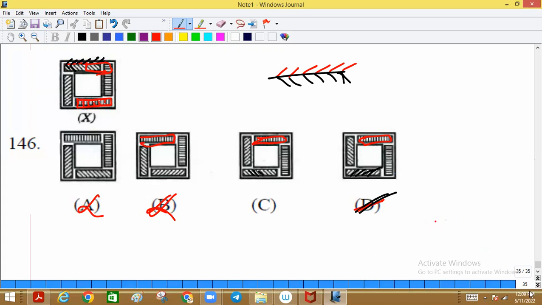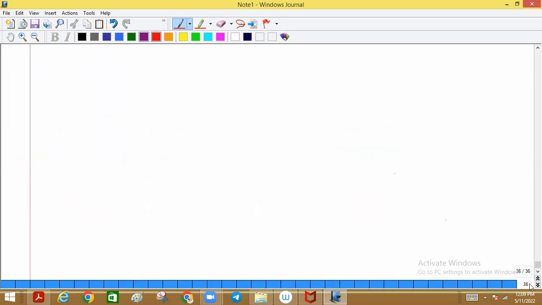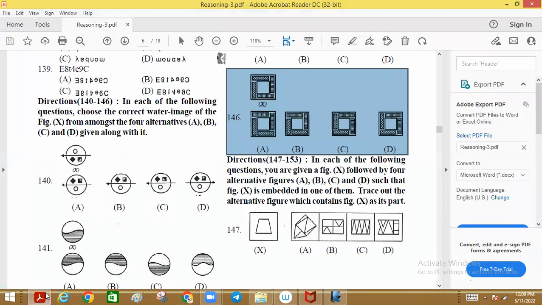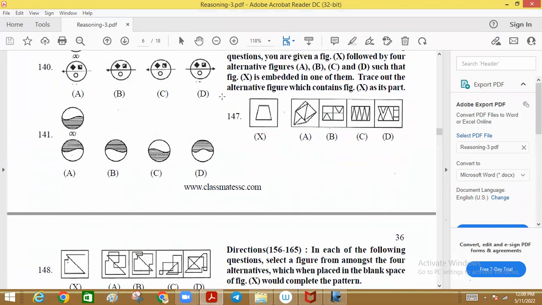Okay, next one. Next type of questions, again very important for SSC, asked quite frequently. Write down, after mirror and water images, embedded figure. What is the meaning of embedded? Embedded means hidden. In a figure, for example, see here.